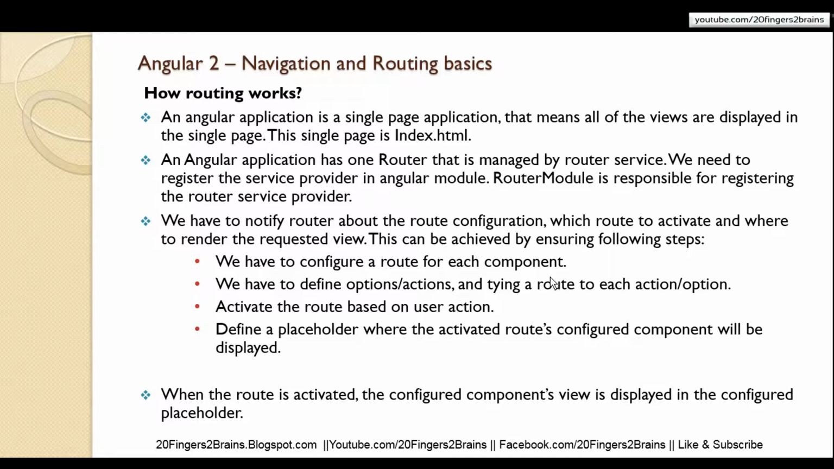So let's see these steps. This can be achieved by ensuring the following steps. The first step is we have to configure a route for each component. We have to define options, actions, and tie a route to each action option. Activate the route based on user action, so basically a click. Define a placeholder where the activated route's configured component will be displayed. When the route is activated, the configured component's view is displayed in the configured placeholder.